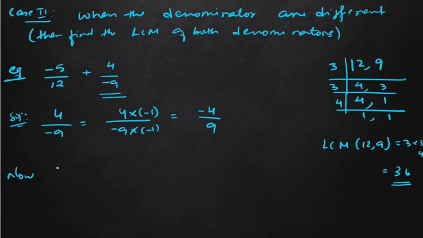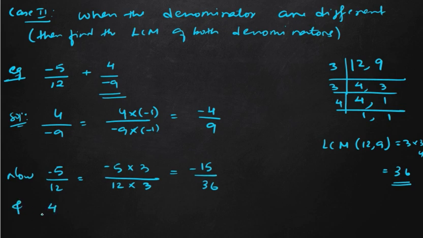Now, so we will take minus 5 by 12. So minus 5 into, 12 into. What should be multiplied to 12 so that the answer is 36? Obviously 12 3s are 36. So we have to multiply the numerator with 3. So this will be minus 15 by 36, and another was minus 4 by 9. So minus 4 into, and 9 into. So 9 4s are 36. So we have to multiply the numerator with 9. So it will be minus 16 by 36. So we have made the denominators same. So now we can add these two numbers.